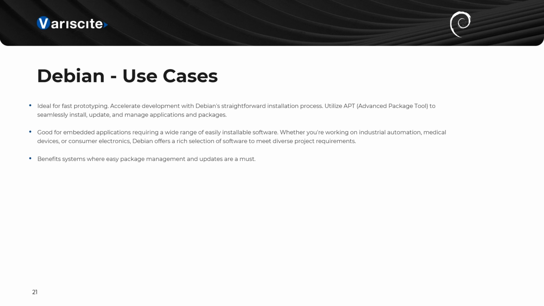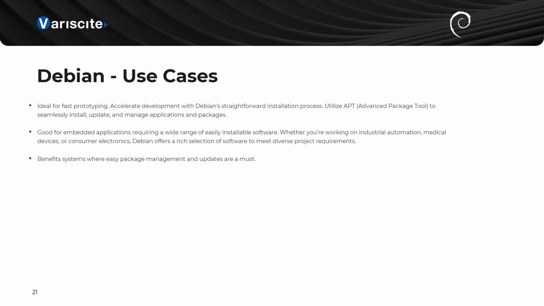There are specific use cases where Debian proves to be a valuable choice, especially for embedded applications. Debian is ideal for fast prototyping. Its straightforward installation process allows you to set up a development environment quickly. APT is a powerful utility that lets you seamlessly install, update, and manage applications and packages. This efficiency accelerates the development cycle, enabling you to move from concept to implementation very rapidly.